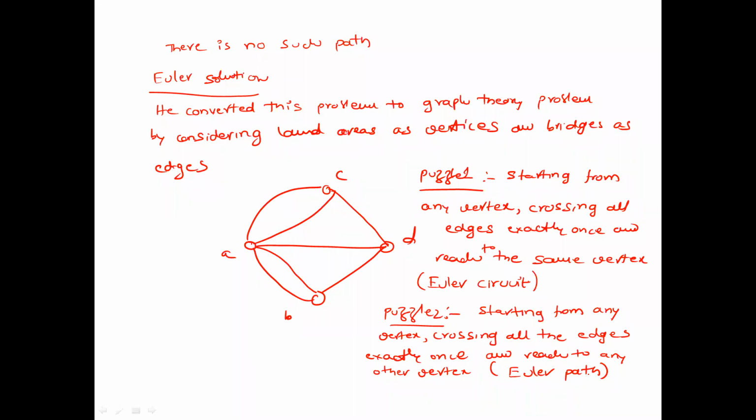As of now, he just converted the problem, but he has given a very simple solution to say whether there is an Euler circuit or Euler path or not. Euler circuit means starting from any vertex, crossing all edges exactly once and reaching the same vertex. Euler path means starting from any vertex, crossing all the edges exactly once and reaching any other vertex at least. Anyhow, in the given problem, there is no solution for puzzle 1 and no solution for puzzle 2. Already Euler has given a solution for it.